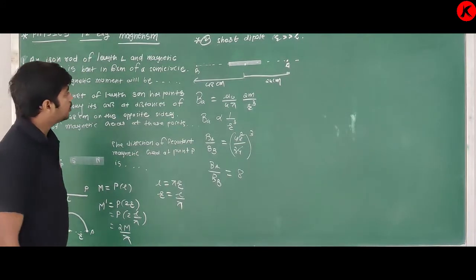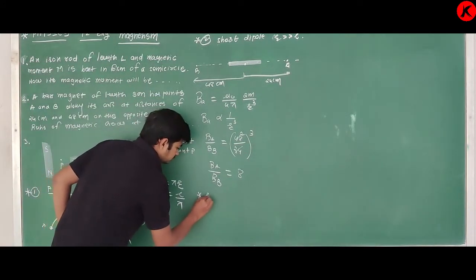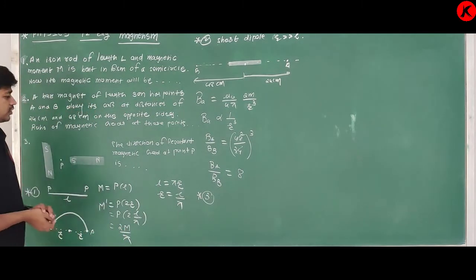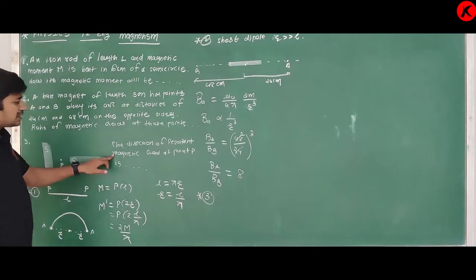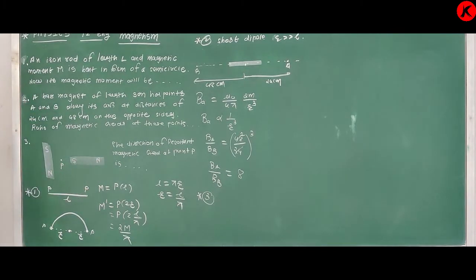Clear? Next one. Number 3. You are given two magnets, and due to these two magnets, you have to find the direction of the magnetic field at point P. The direction of the resultant magnetic field at point P is blank.